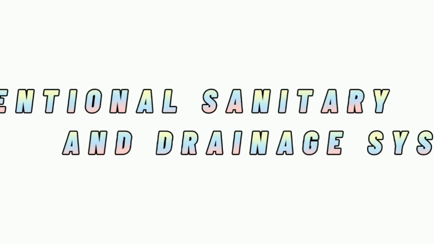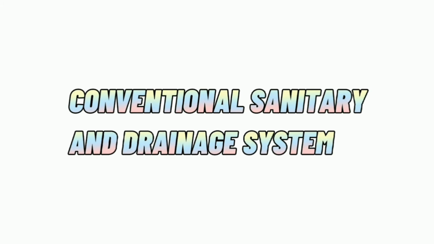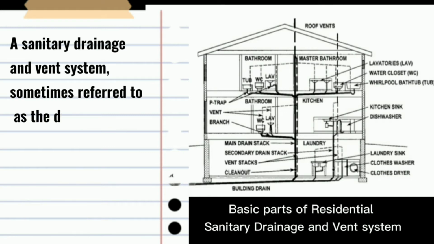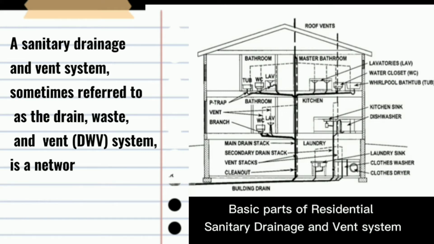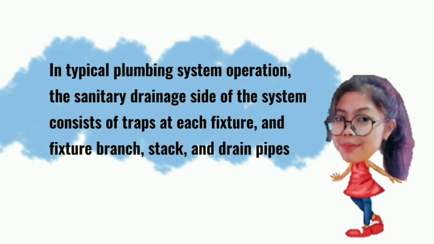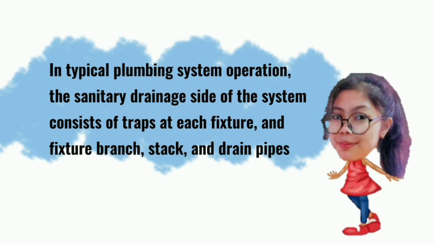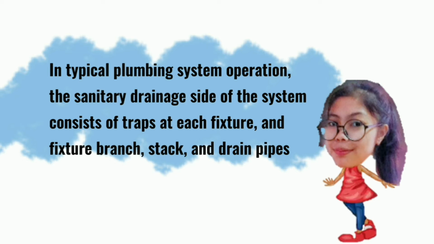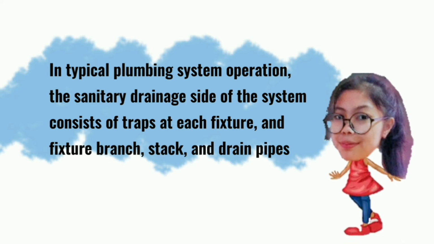We will now proceed to the conventional sanitary and drainage system. A sanitary drainage and vent system, sometimes referred to as the DWV, or the Drain, Waste, and Vent System. It is a network of pipes that remove wastewater from a building. In typical plumbing system operations, the sanitary drainage side of the system consists of traps at each fixture and fixture branch, stack, and drain pipes.